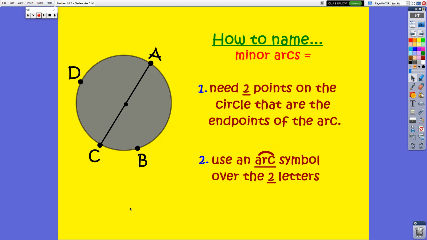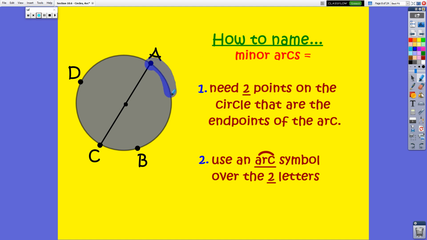So now let's talk about how we name arcs. So first with minor arcs. For minor arcs, we need 2 points on the circle that are the endpoints of the arc. And then we're going to use a special arc symbol. Just like we had a symbol for lines and segments and rays, we're going to use this curved little arc symbol above those 2 letters. So if I'm looking at this picture and I wanted a minor arc, an arc that's less than half the circle, well, I've got some options to pick from.